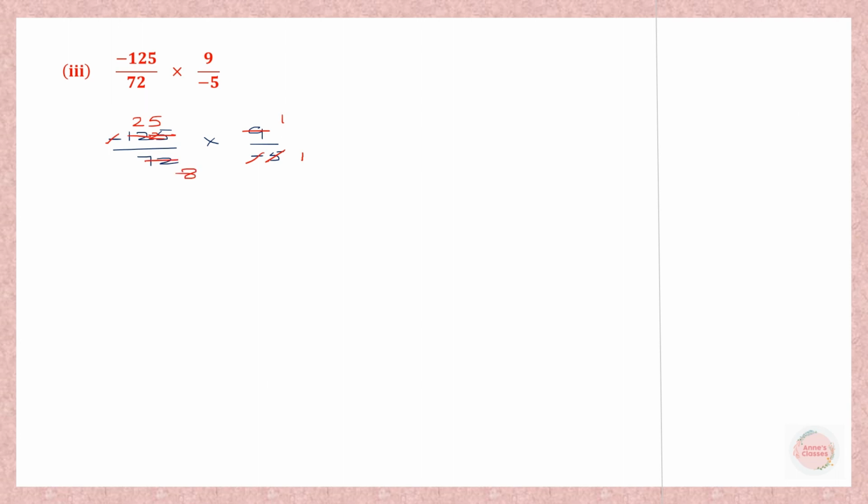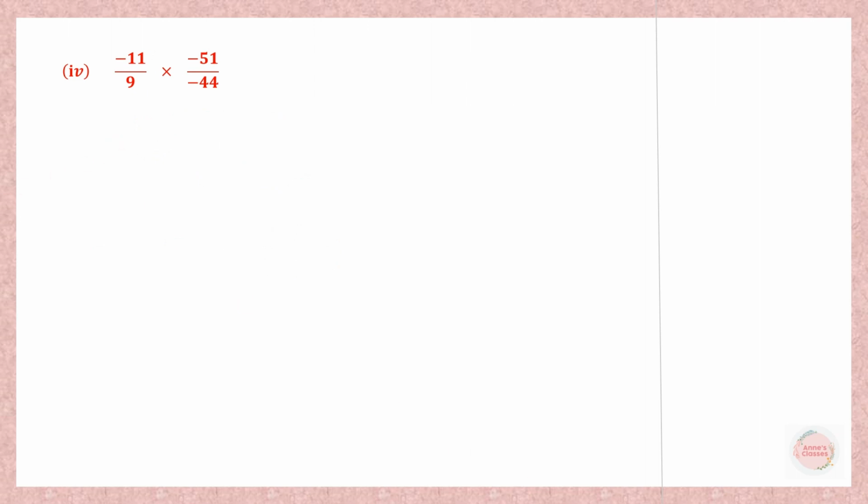Now multiply the numerators. So when we multiply the numerators, we have 25 into 1, which is 25. And denominators, 8 ones are 8. 25 by 8, we can convert it to a mixed number. Say the tables of 8 and get a number close to 25. 8 threes are 24. And what is left? 1 to make it 25 and by 8. So 3 1 by 8 is our answer here.